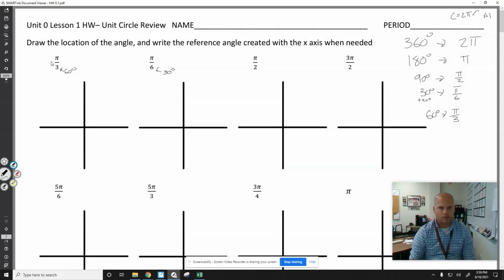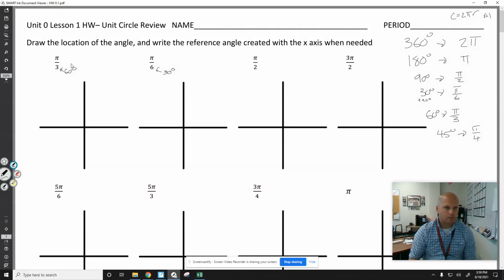We just got to figure out where it is. Every single pi over 6 is a 30-degree reference angle. Just got to figure out where it is. And then take this and divide by 2, you get the whole 45 degrees. 90 divided by 2 is 45. Pi over 2 divided by 2, or times a half, is pi over 4.